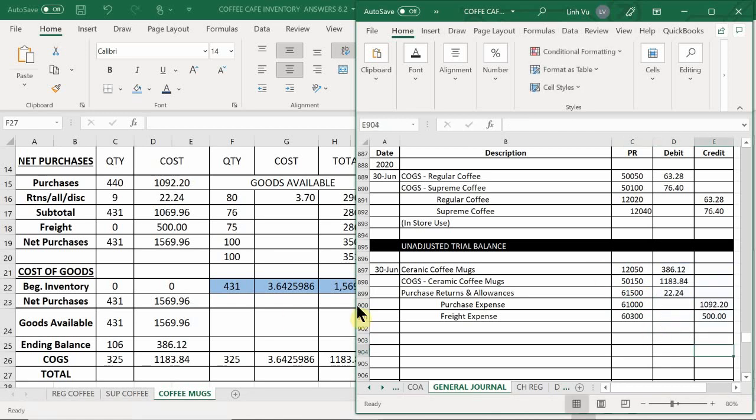Okay, so what's the description here? You could say right here, purchase conversion entry, for ceramic coffee mugs.